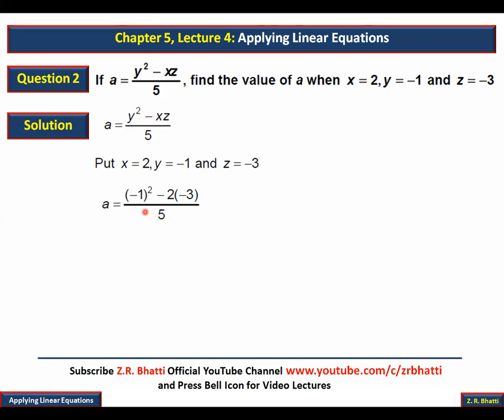Okay. Simplify this. What is -1 square? When you take the square of -1, this will become 1. And when you multiply -2 by -3, this will give you +6. -1 square is +1, and -2 into -3 gives you 6. 1 plus 6 over 5, and this gives you 7 over 5. When you divide 7 by 5, 5 ones are 5 and 2 is a remainder. Therefore, 1 whole, 2 remainder, and 5 is the divisor. 1 whole 2 over 5. This is the answer.